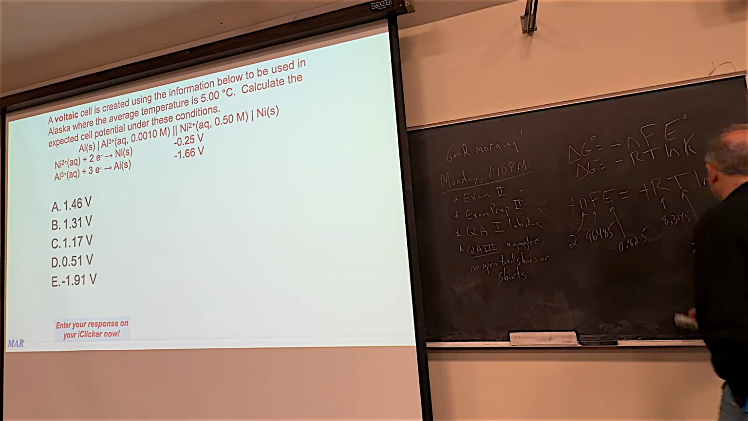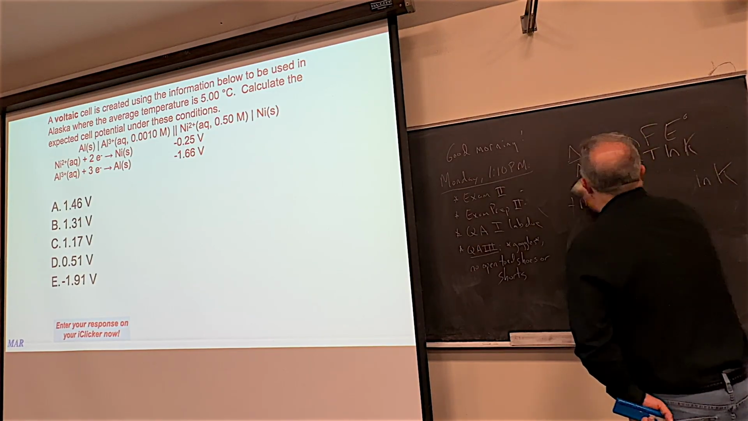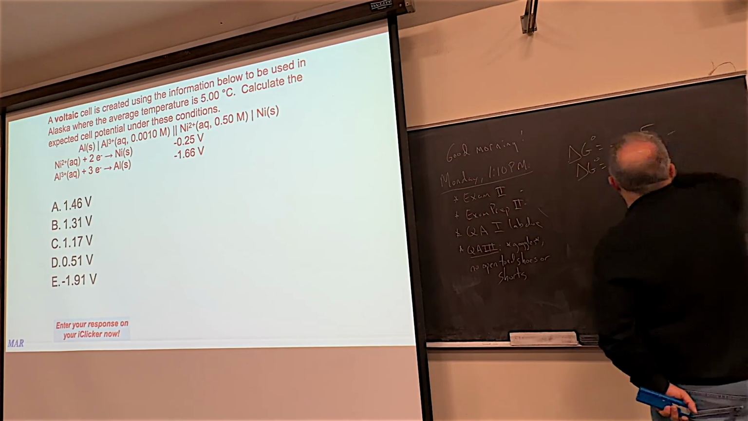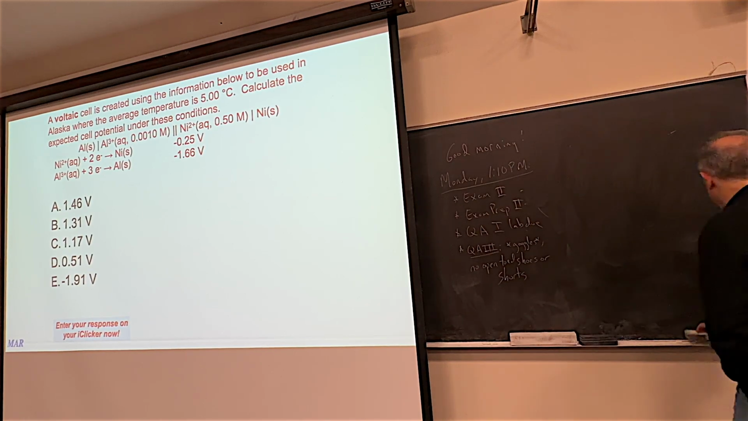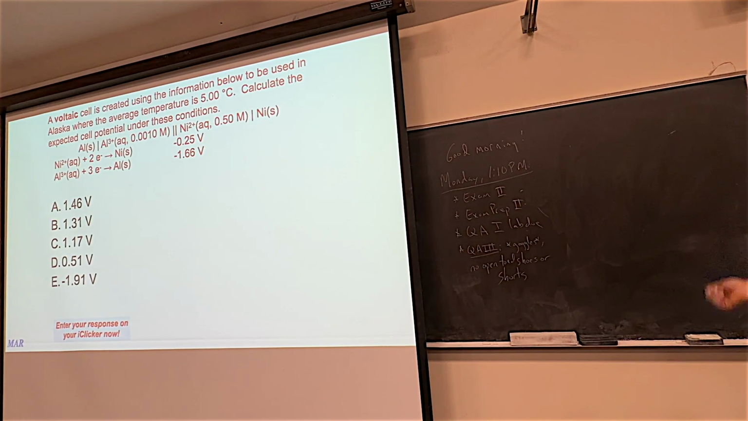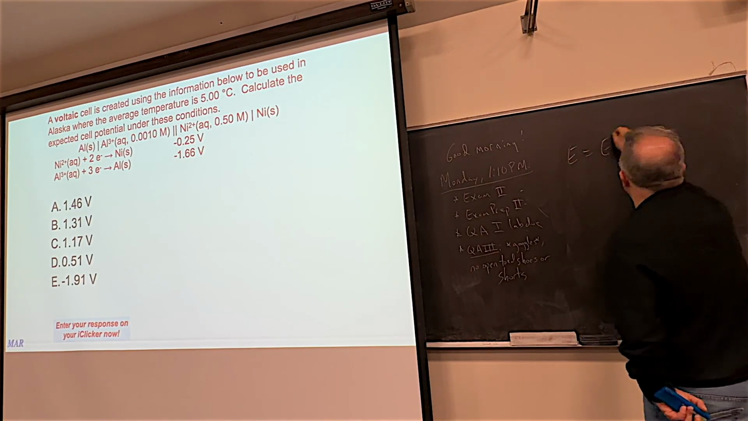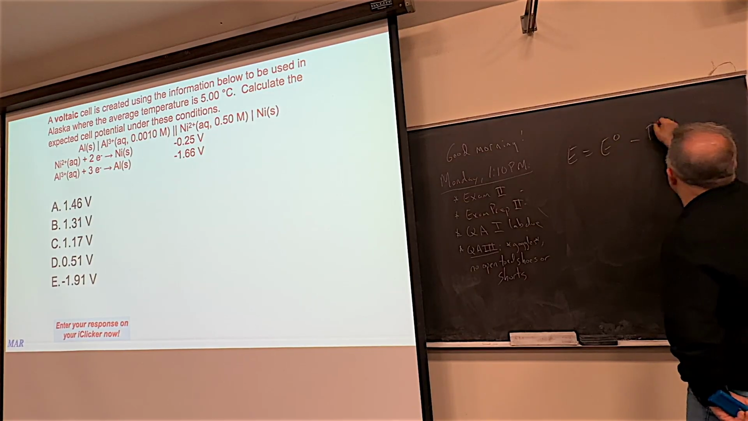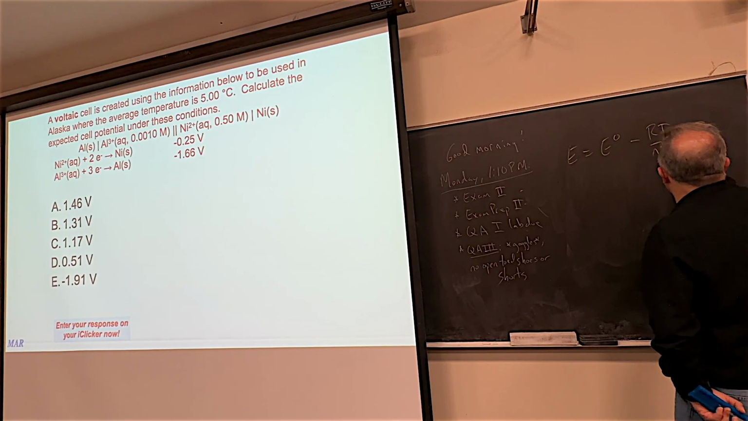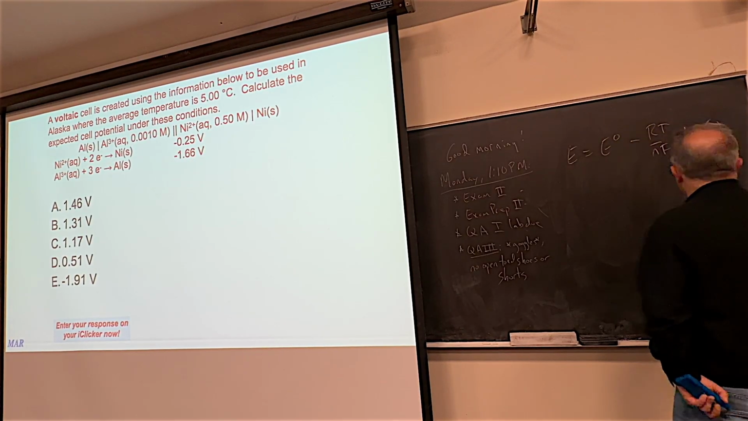Now notice here, there's a lot of things that are a little strange. And strange to me means not standard states. So you see the temperature is not 25 Celsius. Your concentrations are not 1 mole per liter. So this is where you're going to have the Nernst equation. E equals E0 minus RT over NF natural log of Q.